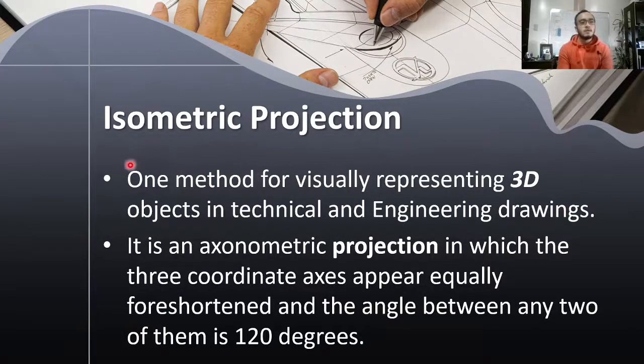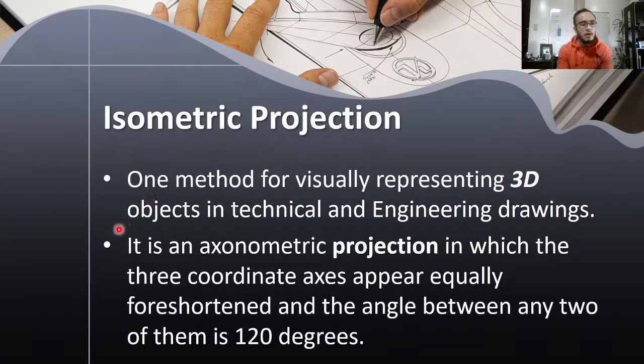As per the definition stated in this slide, isometric projection is one method for visually representing three-dimensional objects in technical and engineering drawings. This definition is already self-explanatory. Sinabi lang niya dito, it is one method for visually representing three-dimensional objects.